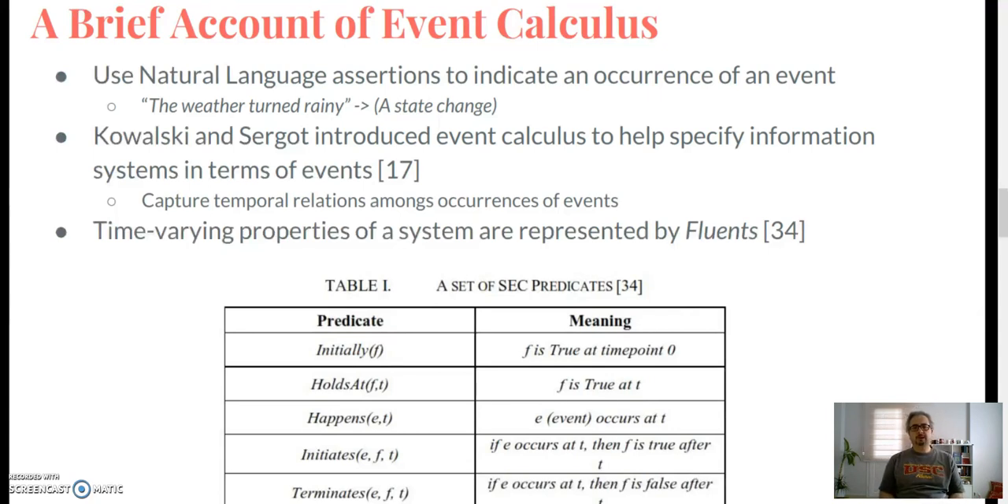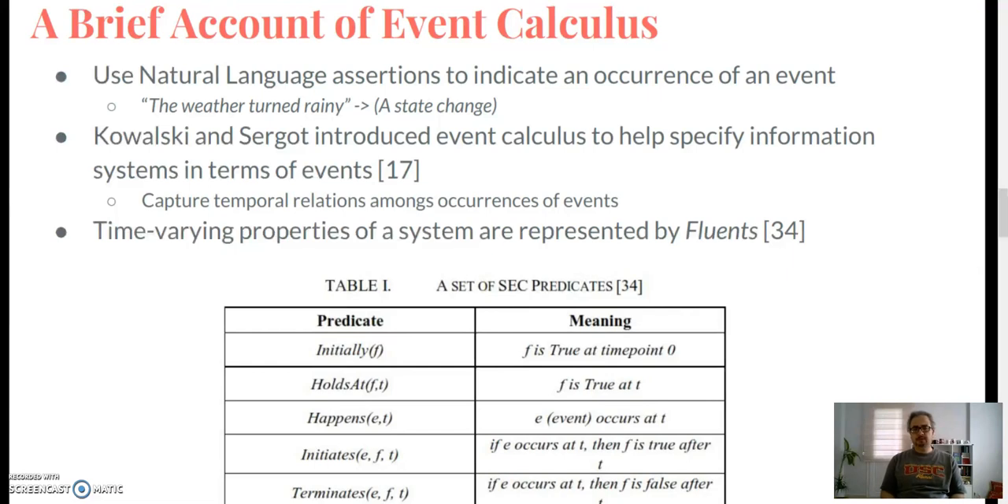So, by exploiting this fact, Kowalski and Sergot introduced event calculus to help specify information systems in terms of events, so that we can capture temporal relations amongst occurrences of events. And in this calculus, in order to capture the time-varying properties of a system, they introduce the idea of fluents. You can refer to the references part of my paper to get details on the event calculus. This is a short list of simple event calculus predicates. Predicates are used to identify event occurrences.